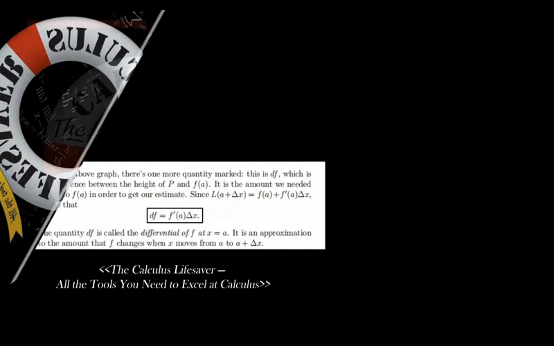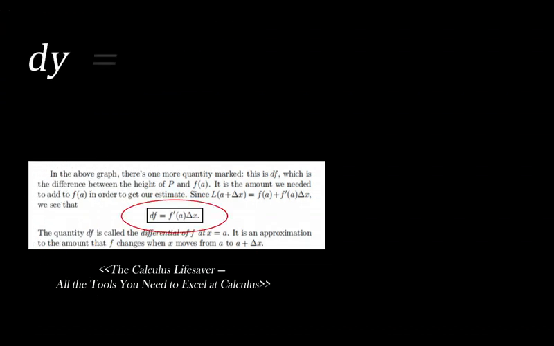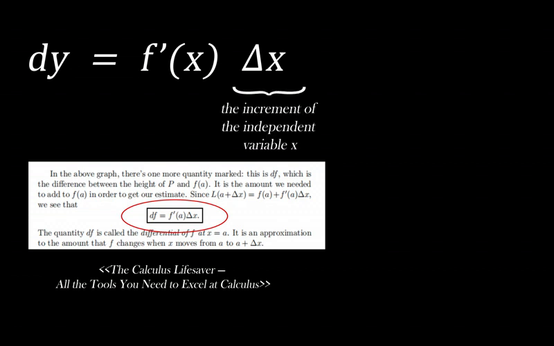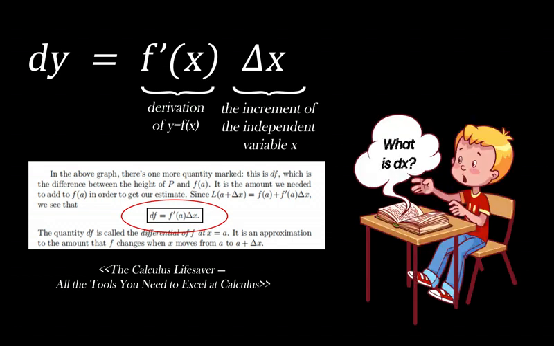There was a time when mathematicians agreed that dy equals f prime of x times delta x, where delta x was denoted as the increment of the independent variable x and f prime of x as its derivative. But what is dx? Mathematicians assigned dx as equal to delta x. There were many kinds of methods to define it as delta x.